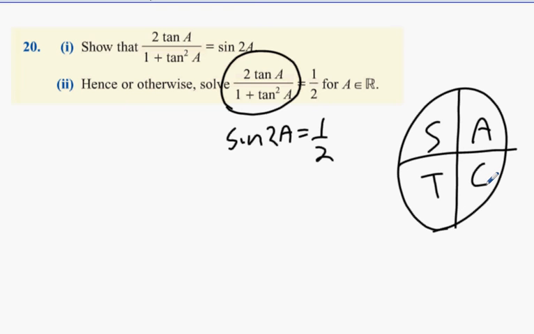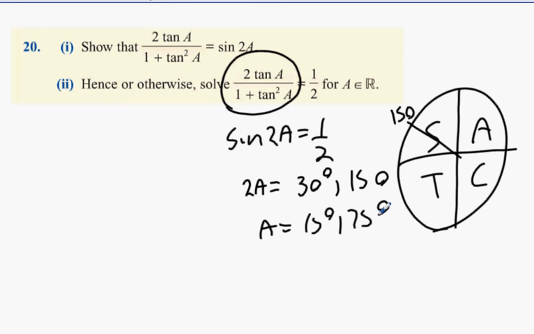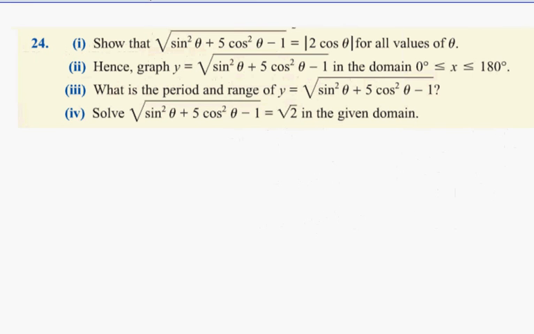Sine inverse a half, and you get 30 degrees. But you also get 150 because of the second quadrant. Divide by 2, 15, and we get it. Took longer than expected.